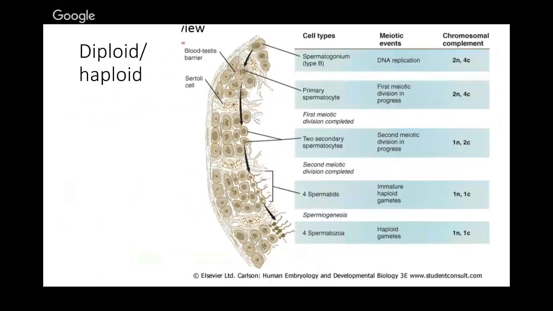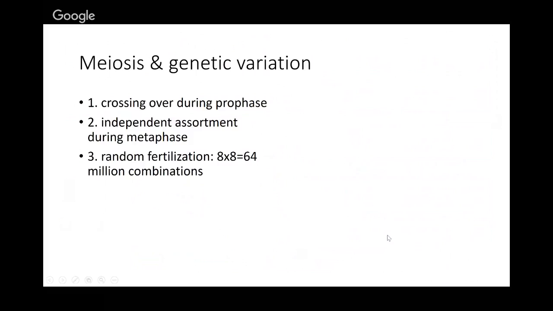All right. So this is just meiosis, the product of it. Before you have diploid, and after you divide everything out, you have haploid gametes. So it's important to remember. The reason we have meiosis is because it's good for genetic variation. Three things happen in meiosis that allow this. You have the crossing over that happens during prophase. You have independent assortment of chromosomes during metaphase. And then you have random fertilization that gives you up to 64 million combinations. So that's why you're unique.